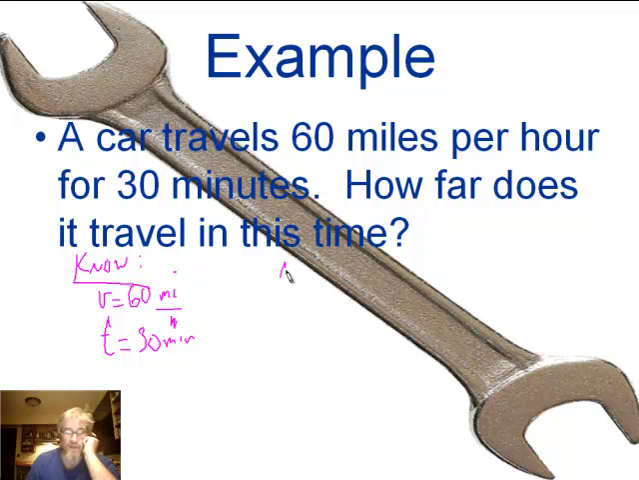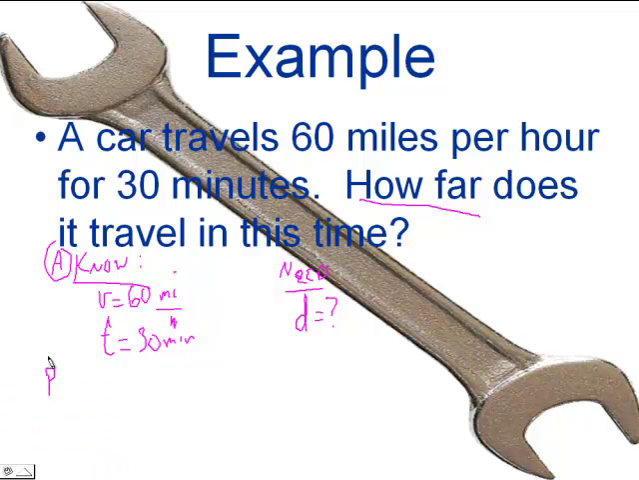I can also analyze here what I need, because it asks me very specifically how far does it travel in this time. So D is the symbol that represents how far, distance. That's what I need. Now, that's my analysis. That's the A step, is what I just did there.